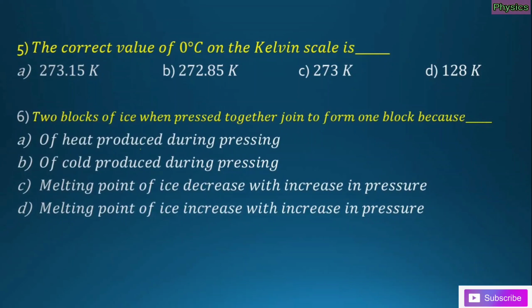In question number 5, we have the correct value of 0 degree Celsius on the Kelvin scale is 273.15 Kelvin. Option A is the answer.